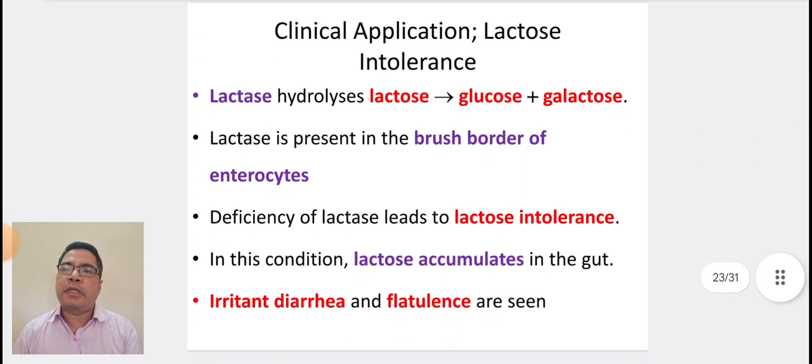Coming to the clinical application, lactose intolerance. Lactase hydrolyzes lactose, which gives glucose plus galactose. Lactase is present in the brush border of enterocytes. Deficiency of lactase leads to lactose intolerance. In this condition, lactose accumulates in the gut. Irritant diarrhea and flatulence are seen.